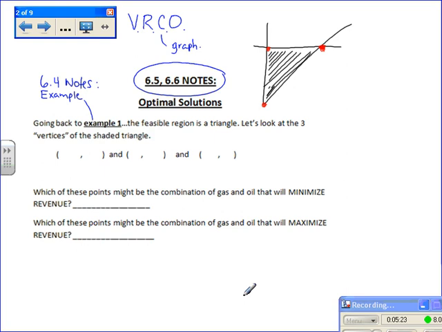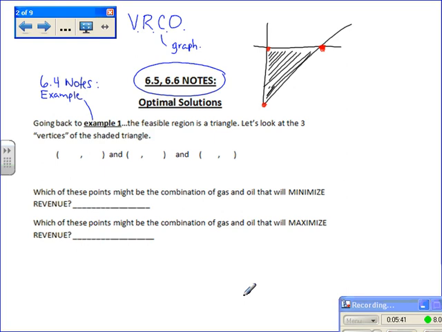Okay, so what we know is true is that we don't have to spend a bunch of time looking in the middle of the shaded area and randomly picking points and testing them. Our answer is always going to fall on one of the vertices, where the constraints, when they're graphed, cross.